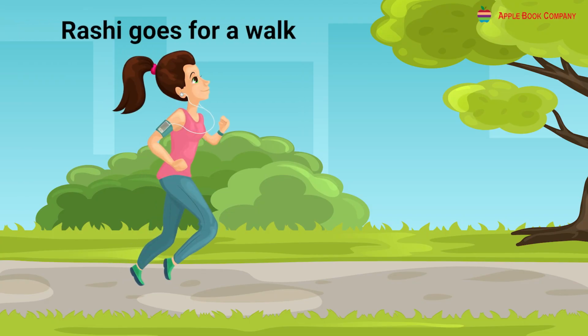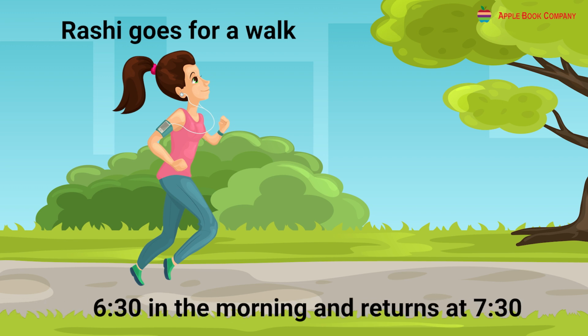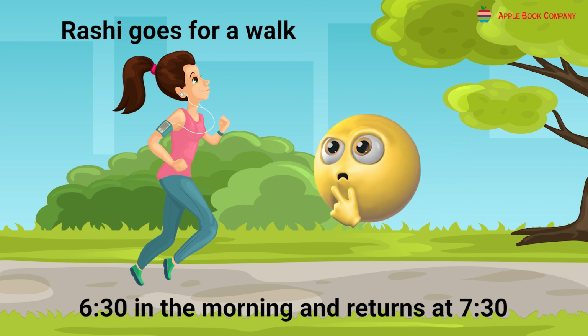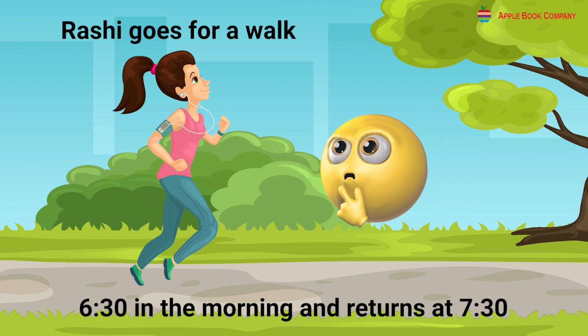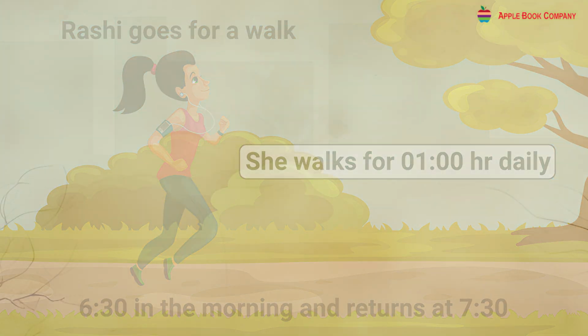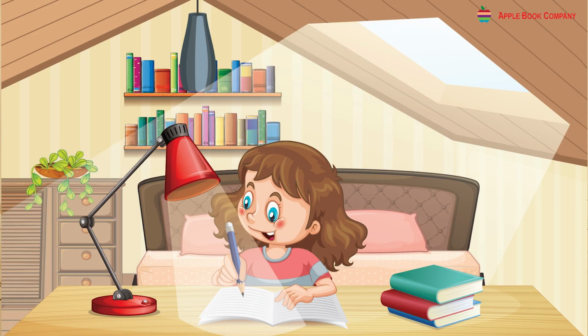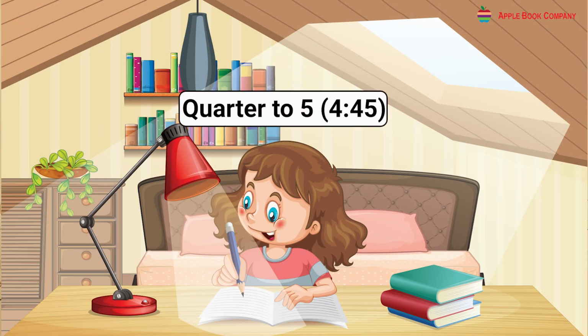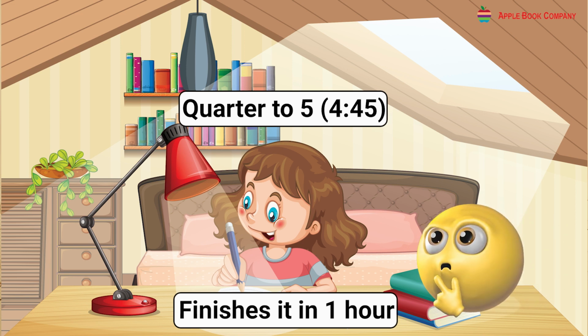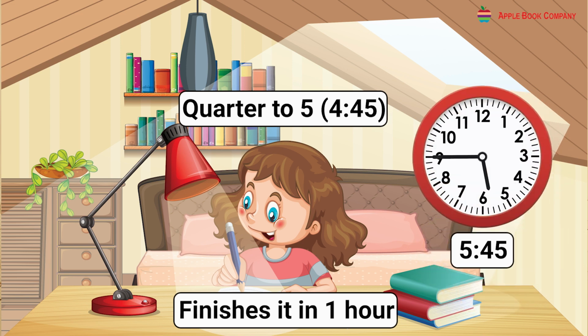Rashi goes for a walk every day at 6:30 in the morning and returns at 7:30. For how much time does she walk daily? She walks for 1 hour daily. Hati starts her homework at 4:45. If she finishes it in 1 hour, at what time does she finish her homework? Hati finishes her homework at 5:45.